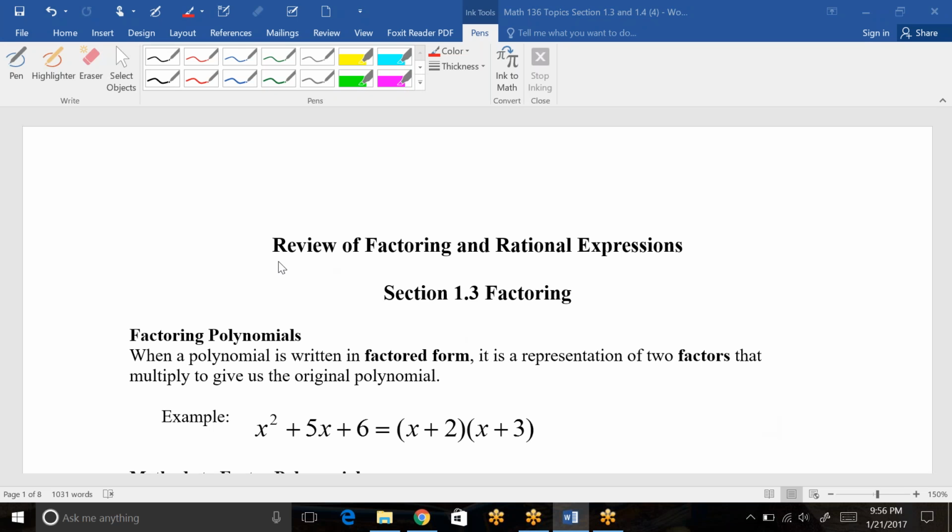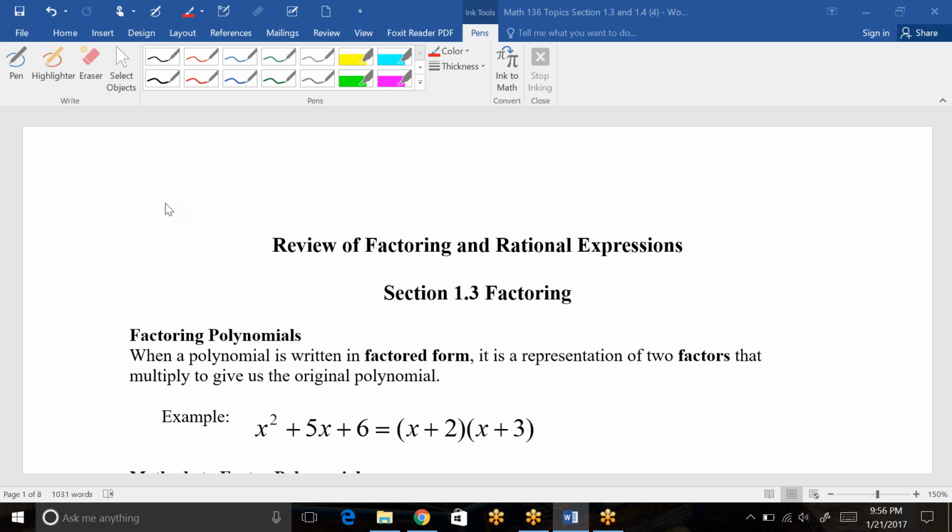All right, this is a continuation of the notes that we were working on in class. The section was 1.3 factoring and then the beginning of 1.4 with rational expressions and operations and simplifying rational expressions. So the first thing I'm going to do is finish up some of the factoring problems or examples that were left over in the notes.